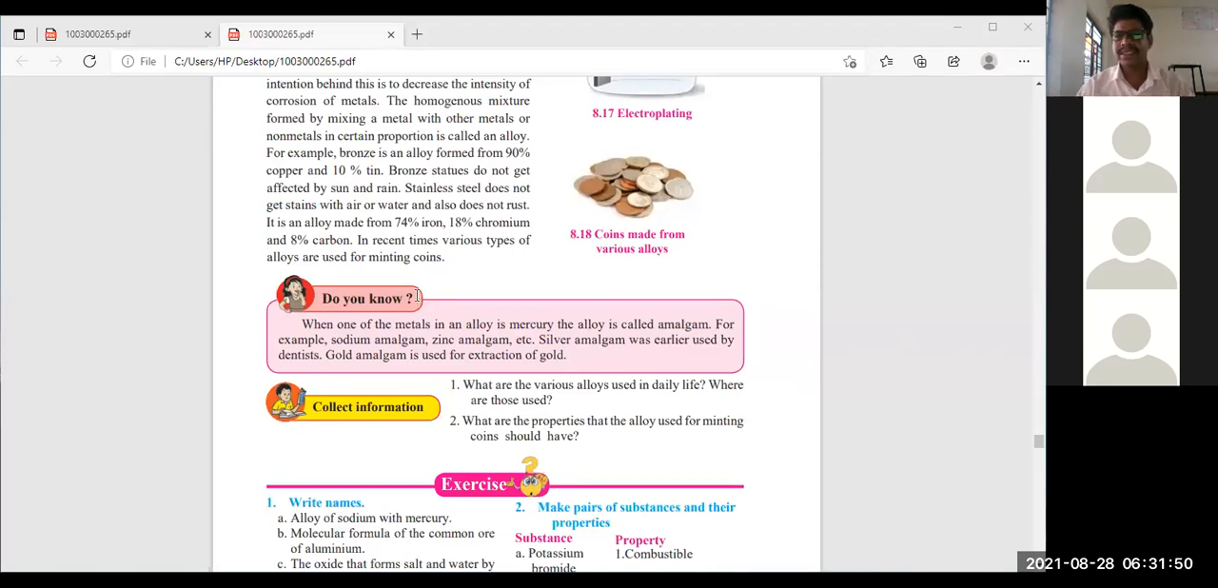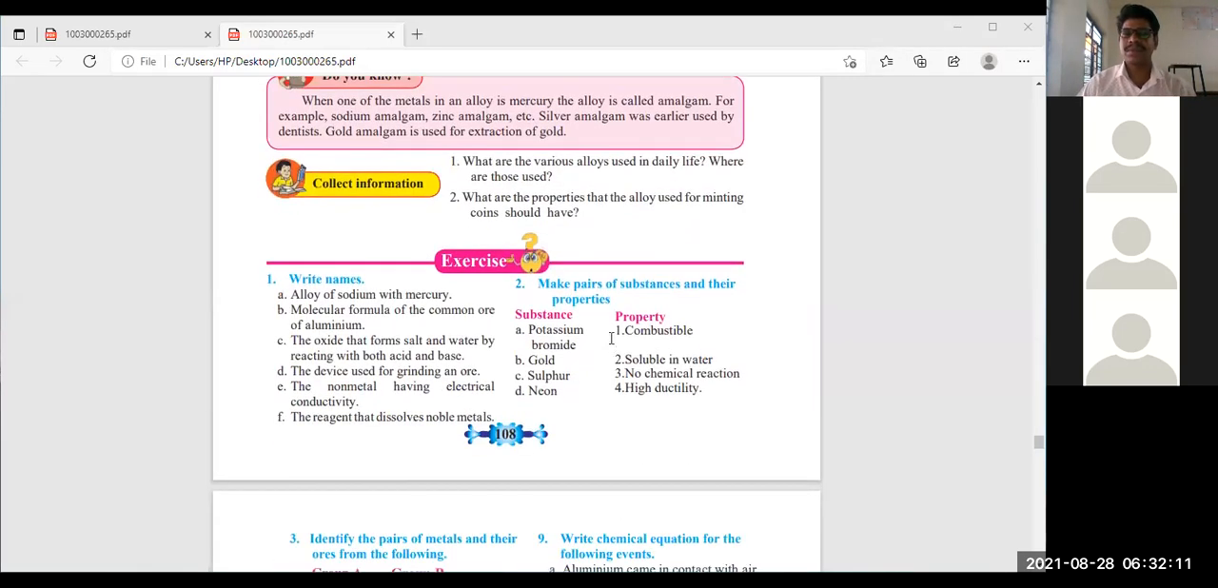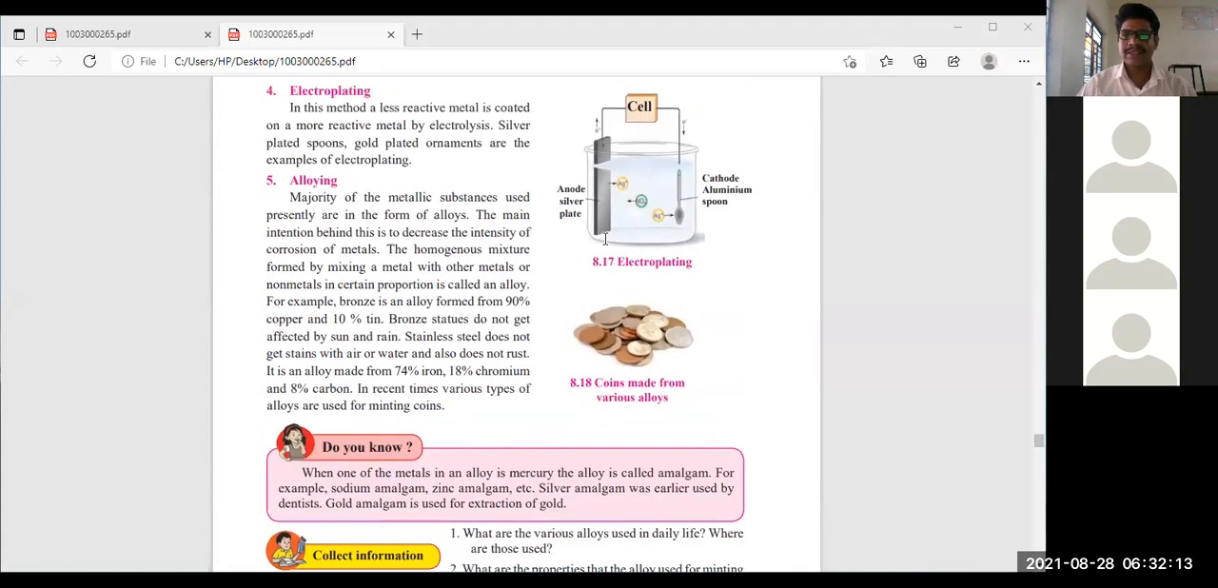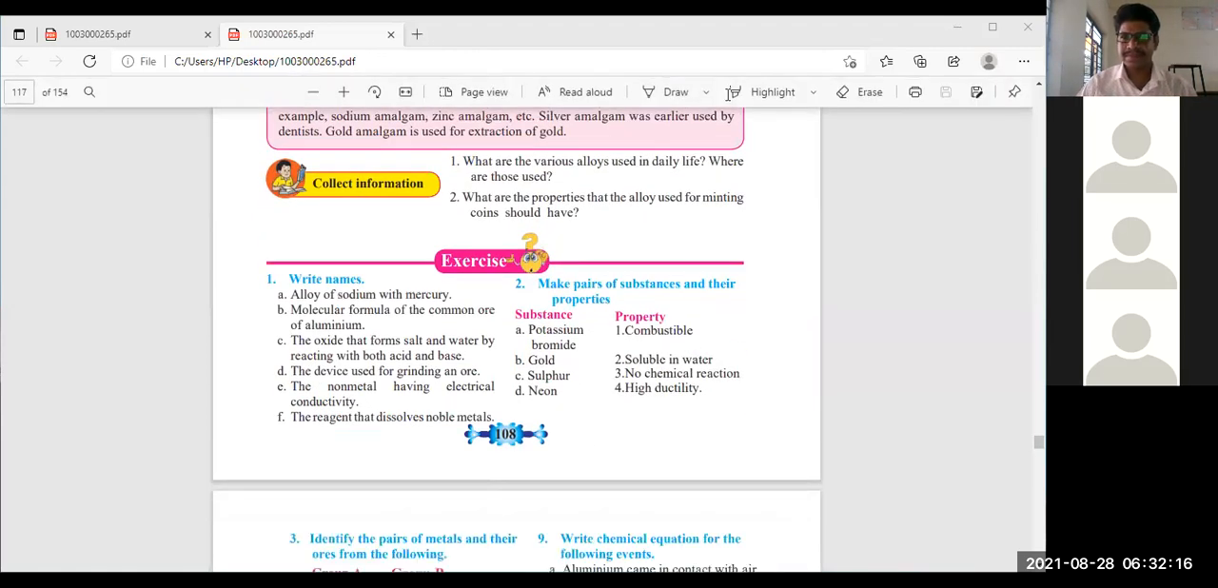And do you know? Remember this, it's very simple. When one of the metals in an alloy is mercury, it is called amalgam. If it is made from a mercury alloy, then it's called an amalgam. There are so many examples, like sodium amalgam, zinc amalgam. Silver amalgam was earlier used by dentists. Now gold amalgam is used in the extraction of gold. So like this, we have completed this lesson.